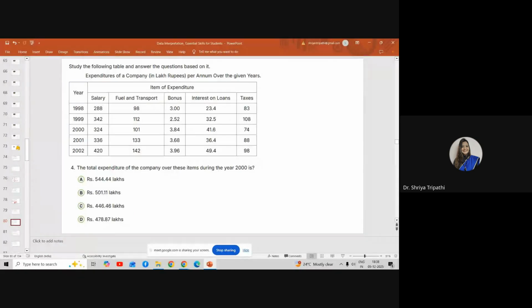The total expenditure of the company over these items during the year 2000. Very direct. The total expenditure of the company over these items during the year 2000.